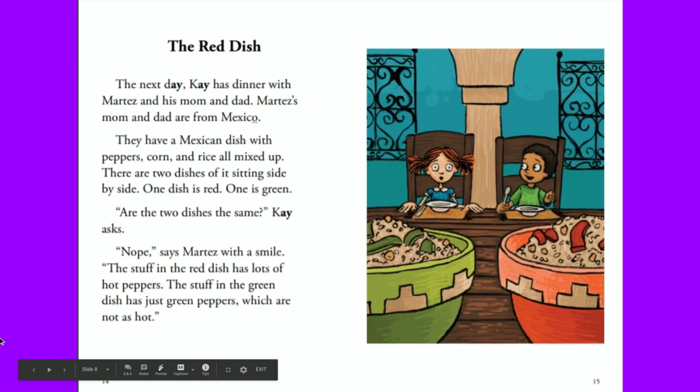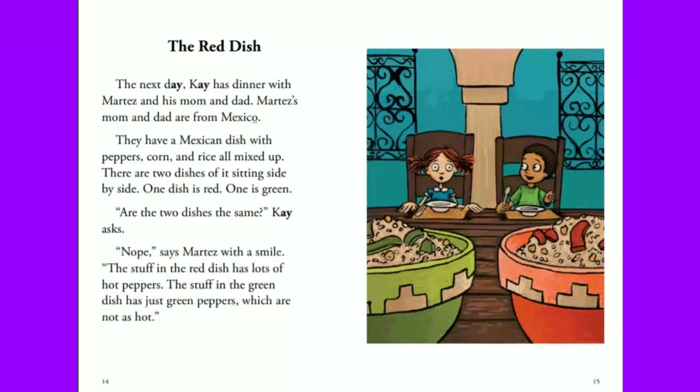The red dish. The next day, Kay has dinner with Martez and his mom and dad. Martez's mom and dad are from Mexico. They have a Mexican dish with peppers, corn, and rice all mixed up. There are 2 dishes of it sitting side by side.